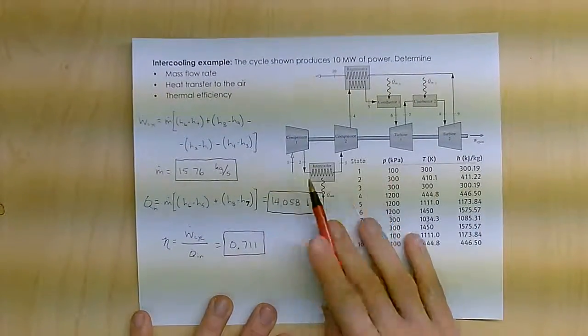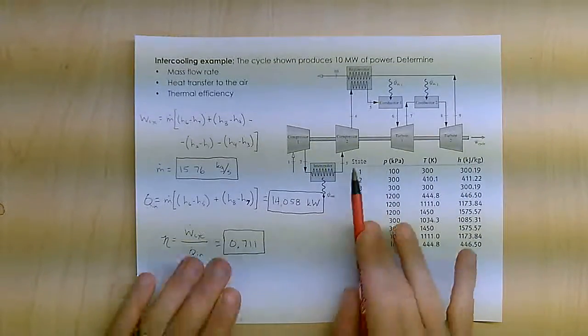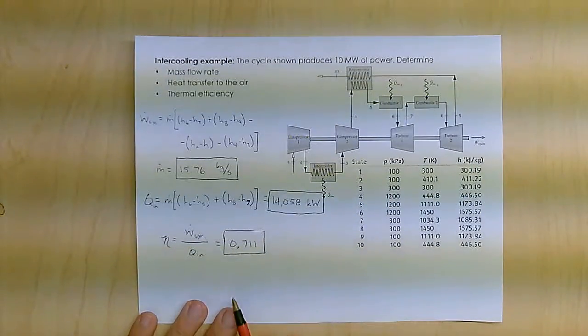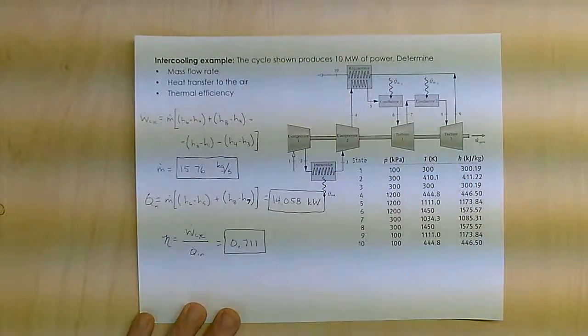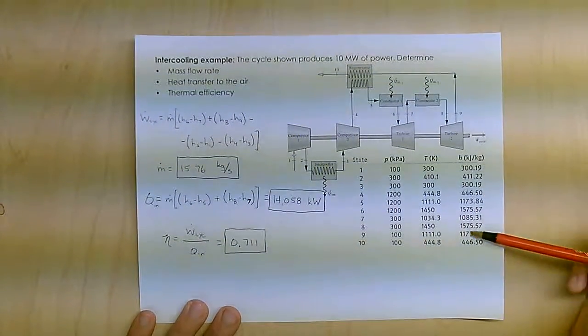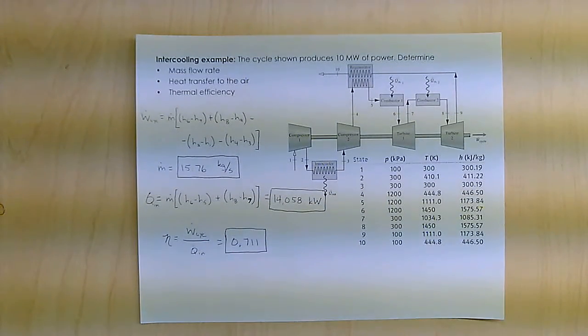So again, that's kind of what the system looks like with intercooling, reheats, regeneration in there. You've got a two-stage compressor, two-stage turbine, reheat. All you need to do is get your H values. Once you have those, it's just a lot of delta H's, just like everything else we've done.